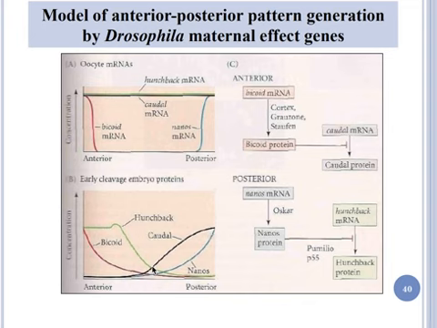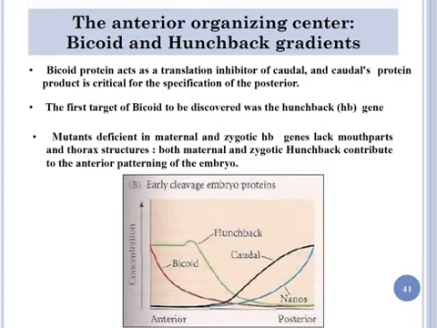So what does it mean? Bicoid is an inhibitor of caudal. You see, we don't have caudal expression anteriorly because it's inhibited by bicoid. And caudal protein, you see, is expressed posteriorly because it's important for the specification of the posterior domain of the Drosophila embryo. It will determine the caudal part, or the posterior part.